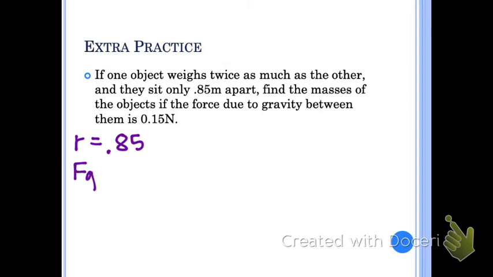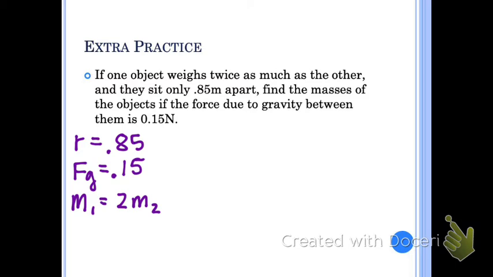The force of gravity is 0.15. And here's what we know. One object weighs twice as much as the other. So I'm going to say M1 equals 2 times M2. Can you guys see what's probably going to have to happen here? We're going to have to do a substitution to get these two variables to be the same.